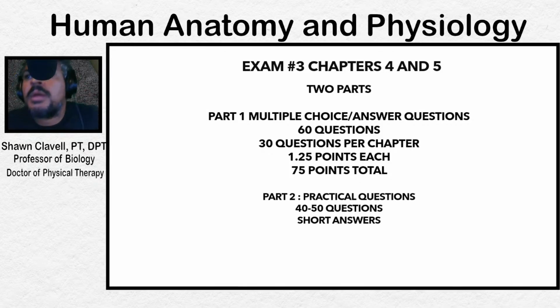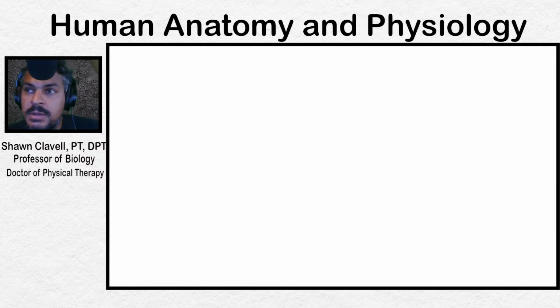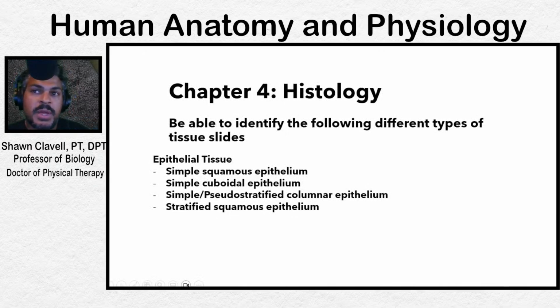All right. So we're looking at this exam, chapters 4 and 5, is just 2 parts. And so again, we can take a look at some of the components that are going to be on that. So remember that we talked about histology, and histology is the study of tissues. And this is the list of tissues that you should be able to at least identify on a picture.